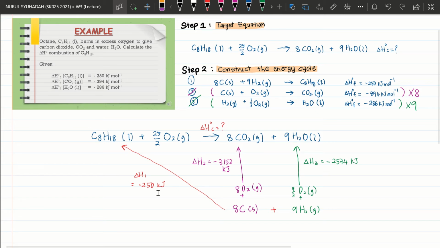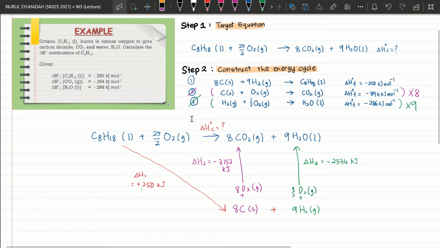Or if you want to do the arrow downwards, because I think it looks prettier, the sign over here will be 250. Can I do that? Yes, this is my cycle, this is your cycle, so you can do anything that helps you do the calculation. So this is our energy cycle diagram.